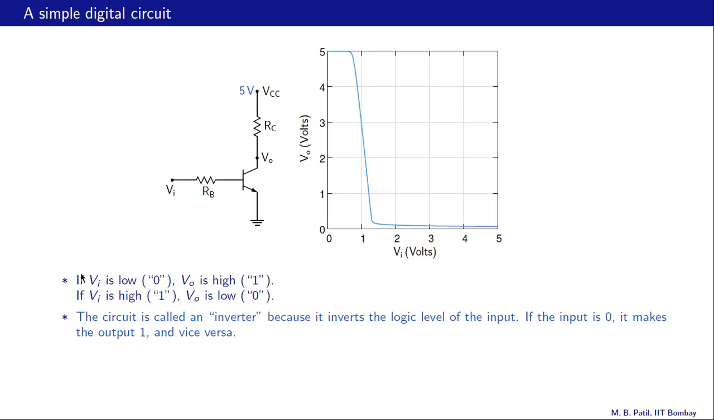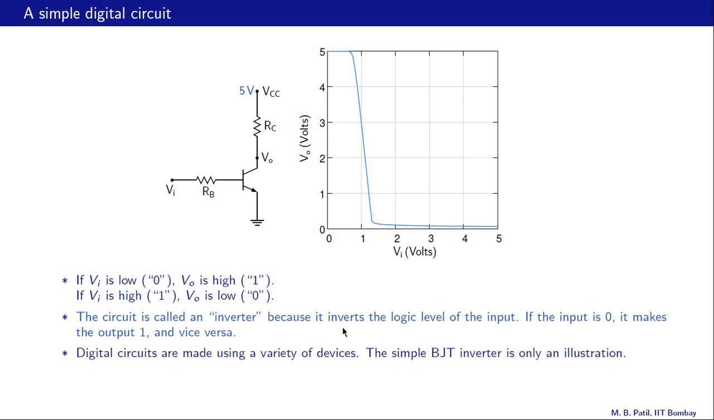Because of this functionality, this circuit is called an inverter. It inverts the logic level of the input. If the input is 0, it makes the output 1 and vice versa. Now we should remember that digital circuits are made using a variety of devices and technologies, and this simple BJT inverter is only an illustration. This circuit is not really used in practice because it has several limitations.